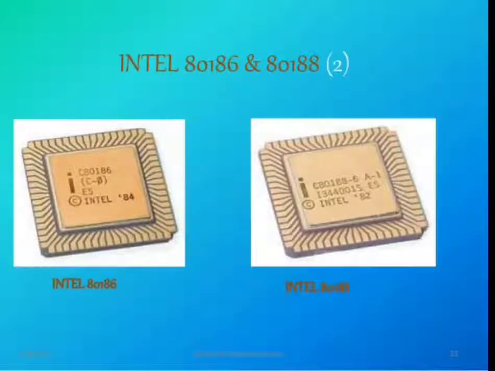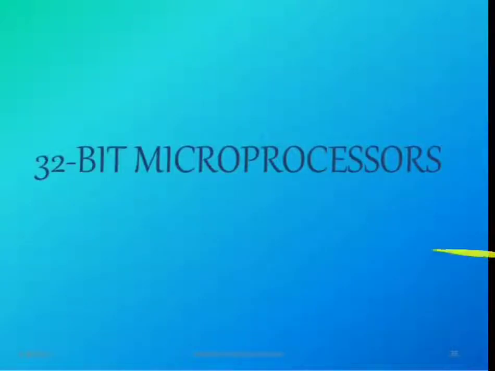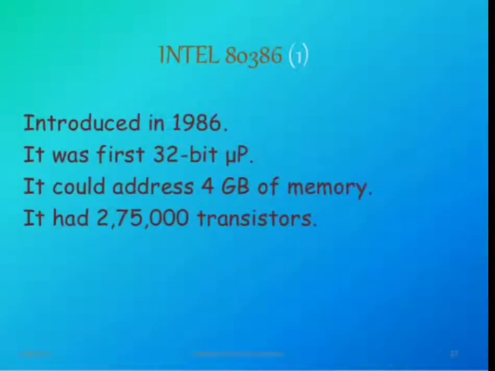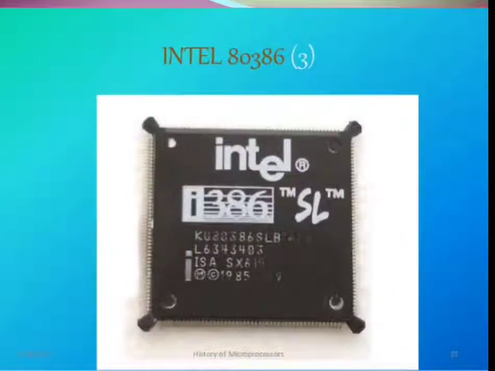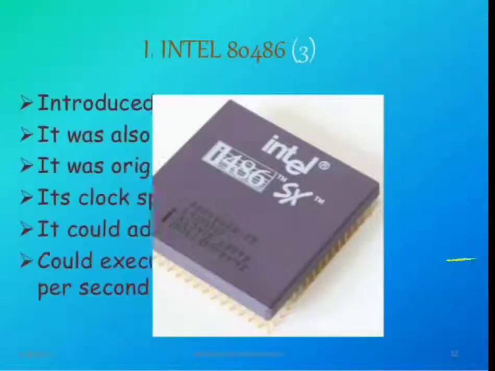Next, 80186 and 80188. See the pin design. See the difference. Next, Intel 80286. Later, 32-bit microprocessors. Intel 80386. This was the first 32-bit microprocessor. It could address 4 GB of memory. This is the Intel 80386 microprocessor. Next, Intel 80486.